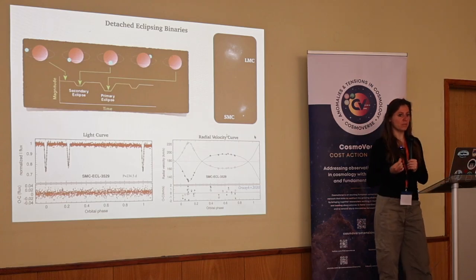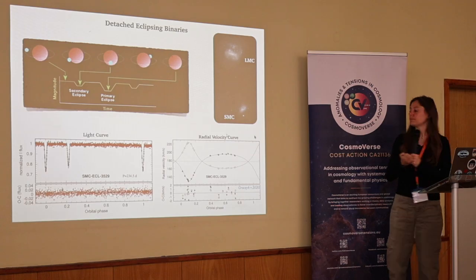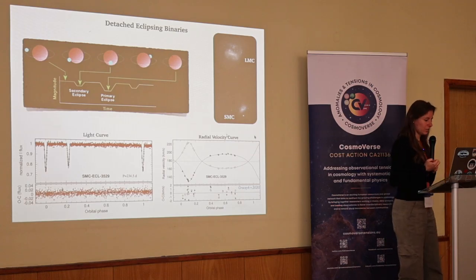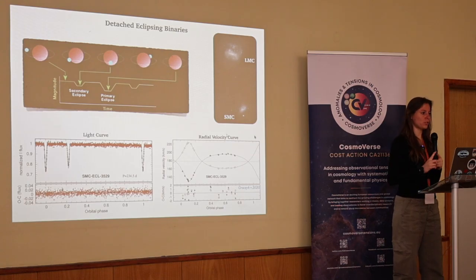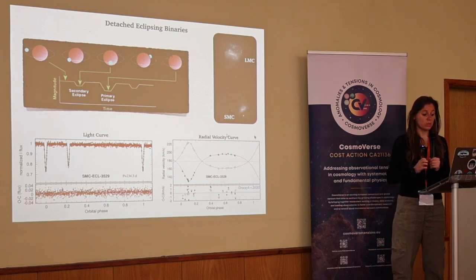You get extremely precise and accurate distances from eclipsing binaries, but it requires a lot of observing time. And you need very sensitive telescopes. You need both photometry and spectroscopy. So it's quite challenging, but it's been extremely helpful.